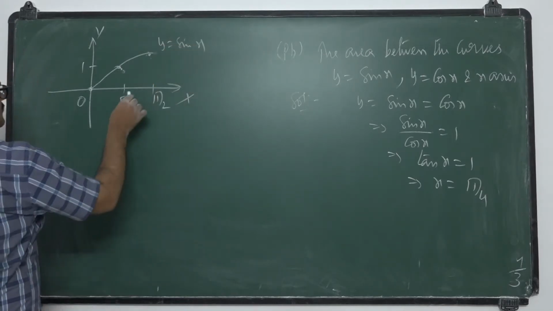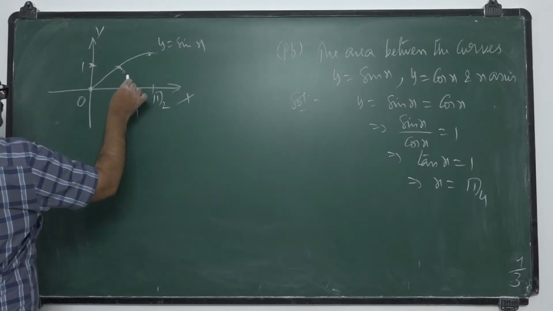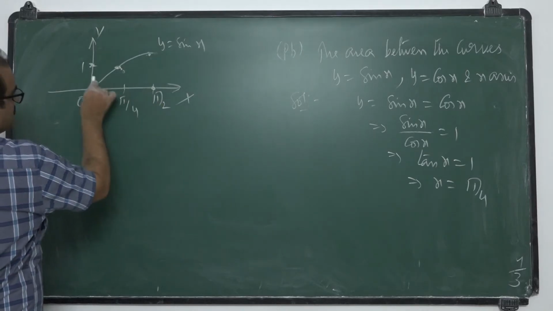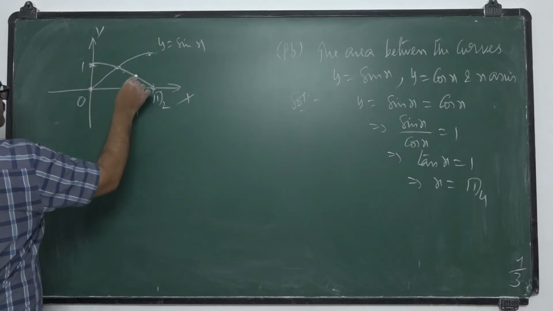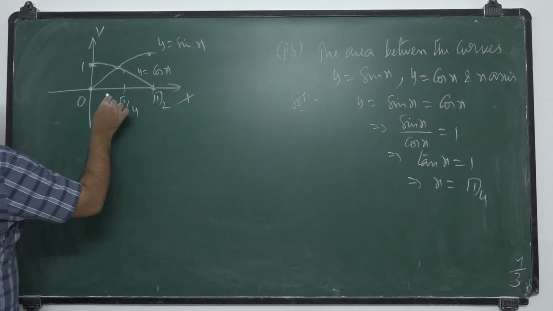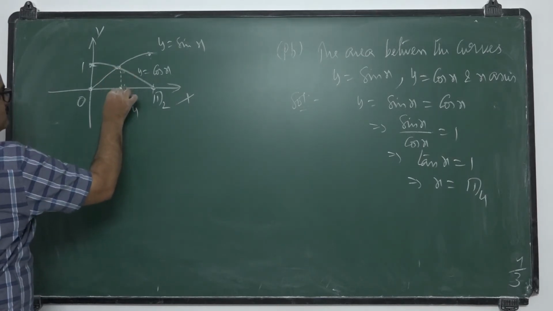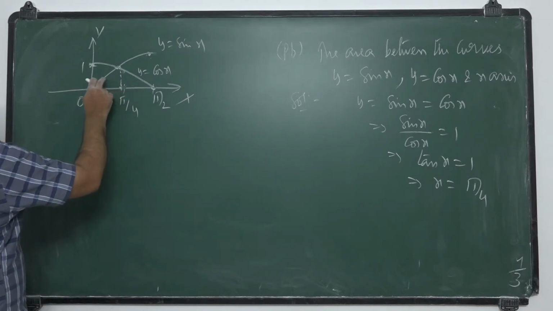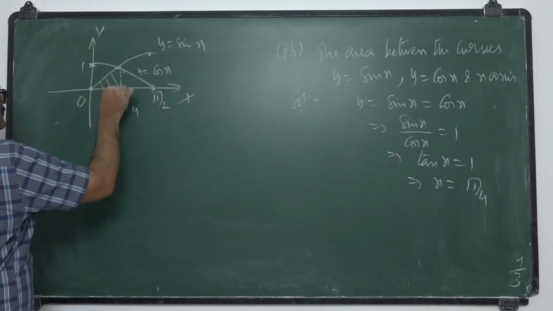Next, cos x. Cos 0 is 1. Cos pi by 4 is the same, 1 by root 2. Cos 90 is 0. This is the graph of y is equal to cos x. Now these two intersect at x is equal to pi by 4. Find the area between these two curves with the x-axis, this part.